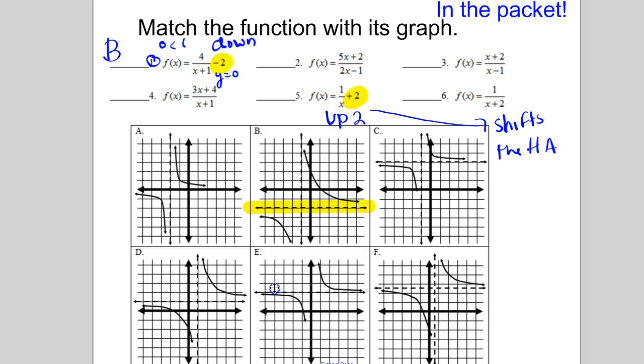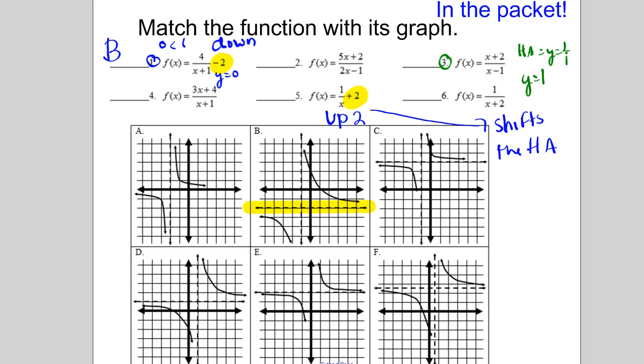All right, let's try one more. I'm going to come over here and look at number 3. So, horizontal asymptotes are going to be what? The degree of my numerator is the same as the degree of my denominator, so my horizontal asymptote here is y equals 1 over 1. So I've got a couple with y equals 1.